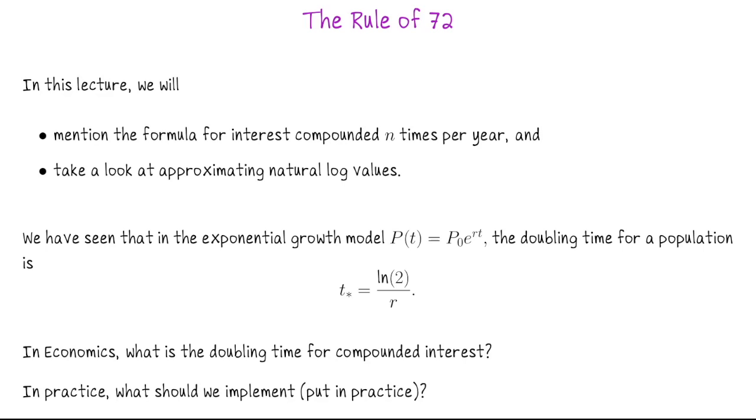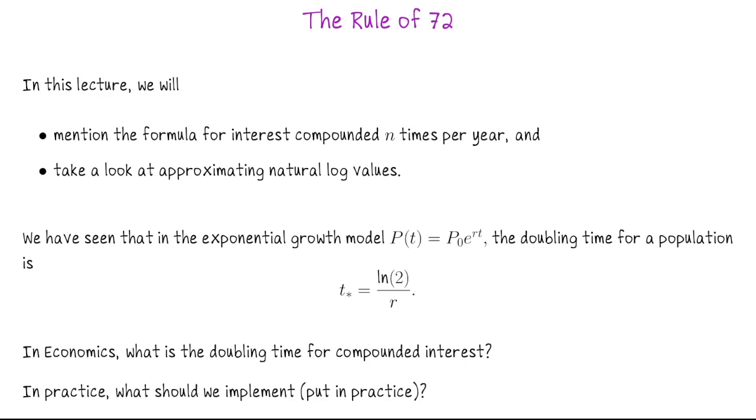What we're going to need to derive the rule of 72 is the formula for interest compounded n times per year. We're not going to derive that formula, that's a well-known formula, but the context is, suppose you have some principal amount that you put into a bank. You have an interest rate, so slowly your money is going to grow over time.